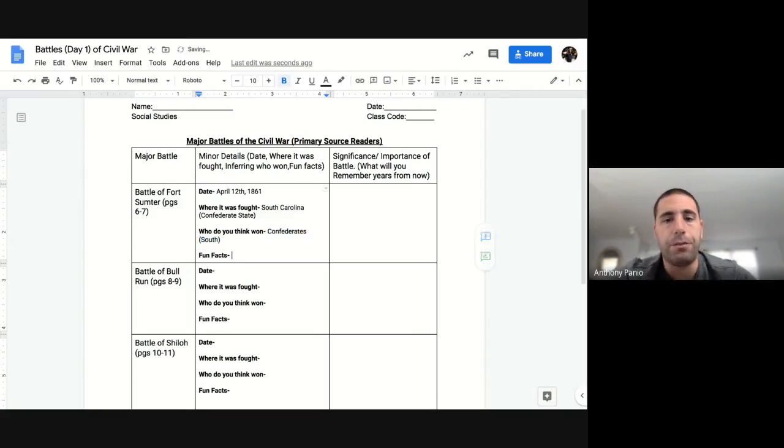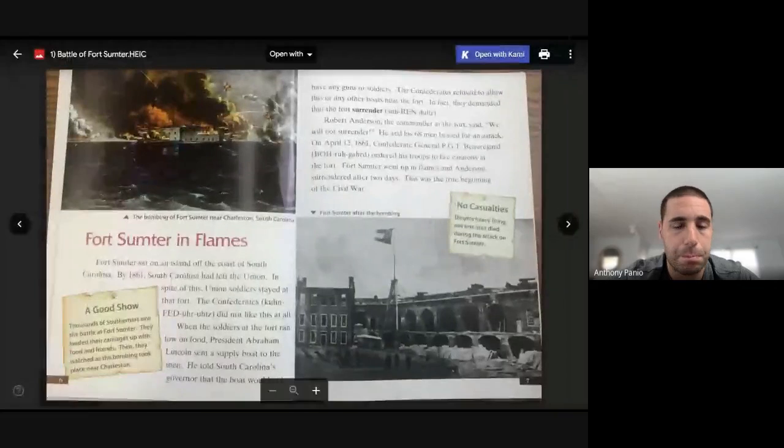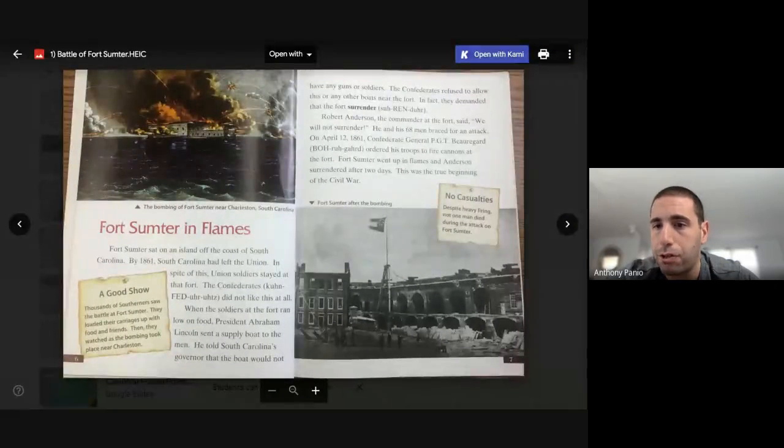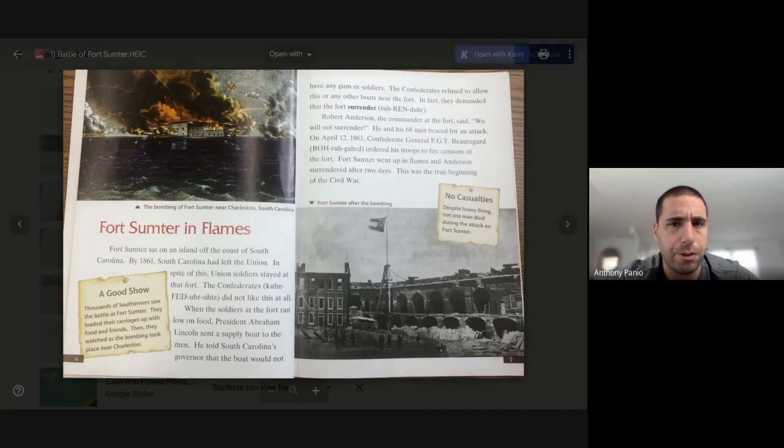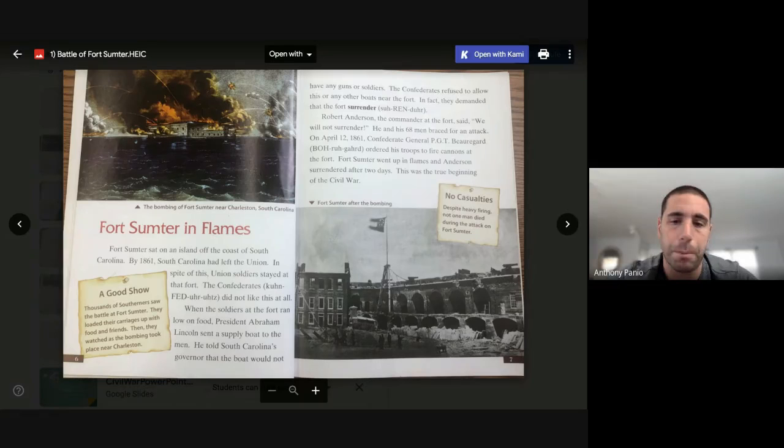All right. Now, the fun facts could literally be anything from the text that you found interesting. I tend to pull from the boxes on the side. My favorite one's this one, no casualties despite heavy firing. Not one man died during the attack on Fort Sumter. I mentioned this is the bloodiest war of all time, yet during the first battle, no one actually dies. So it's very rare for a battle. So I think that's a fun fact. So not one soldier died during this battle. Want to add more, you can, but you just need a minimum of one.